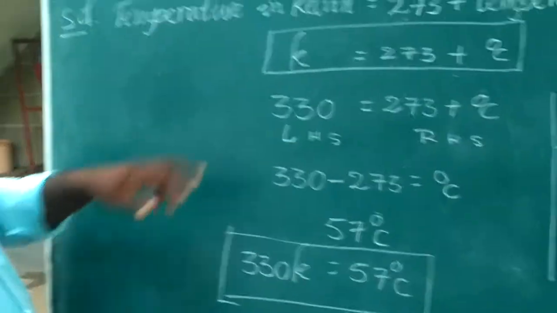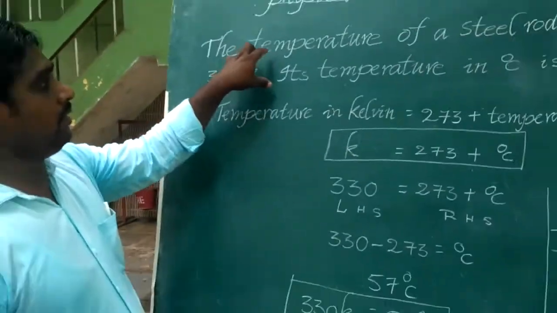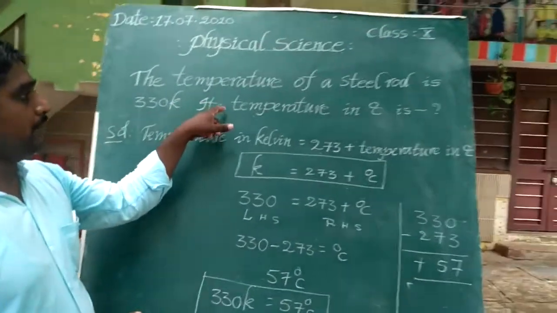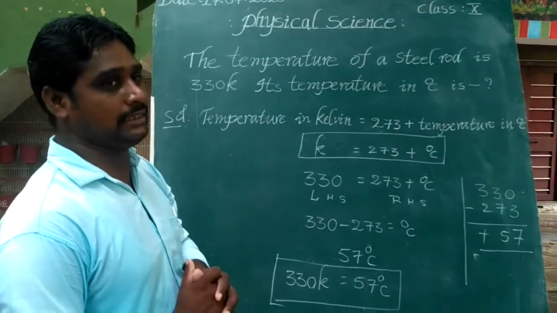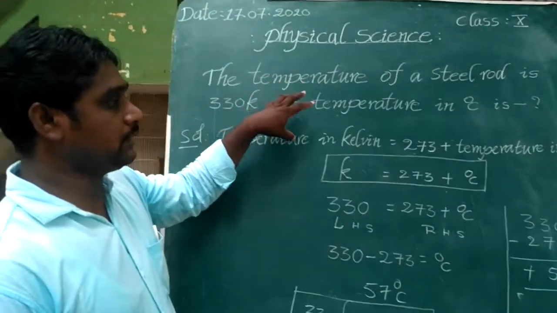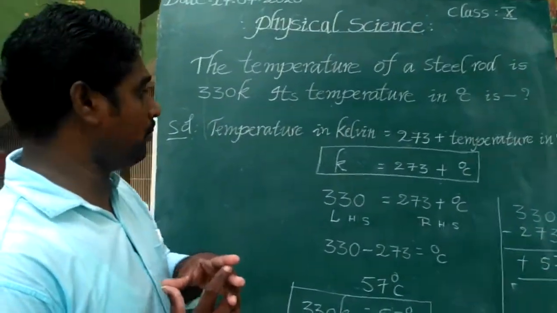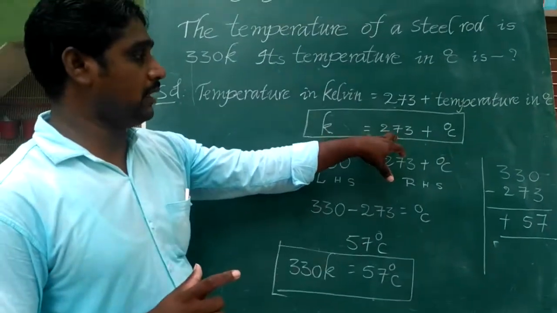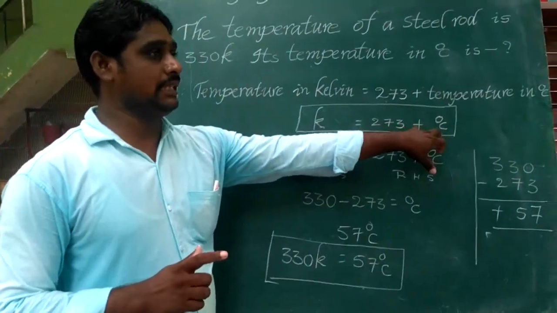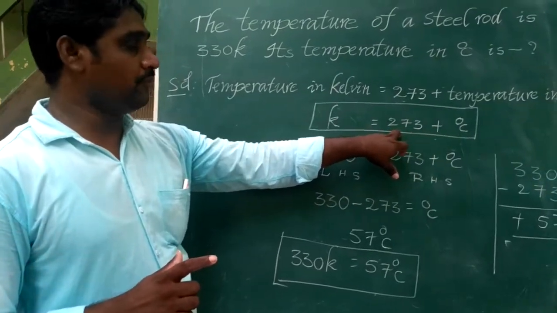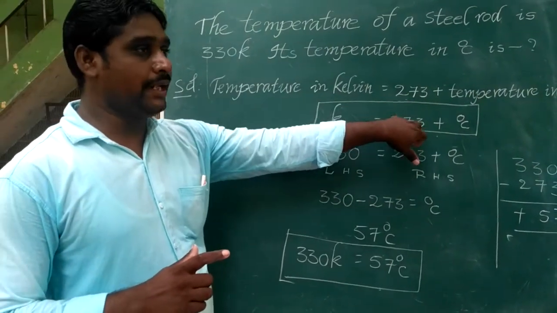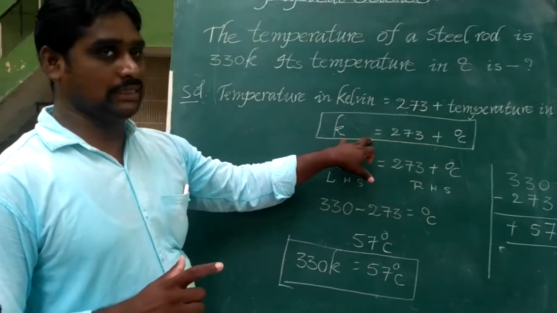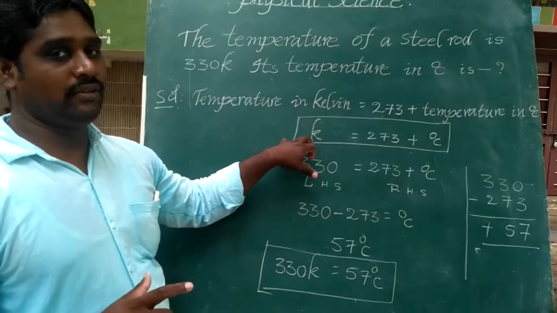Okay students, once again, what is the given? The temperature of a steel rod is 330 Kelvin. Its temperature in degrees Celsius is? How to solve this problem? You can use the formula: the temperature in Kelvin is equal to 273 plus degrees Celsius. That means the value 273 is added to the given temperature in degrees Celsius, and we get the answer, the temperature on the Kelvin scale.